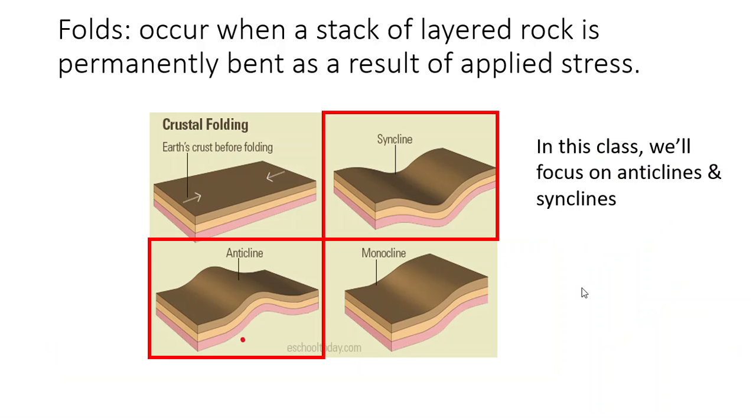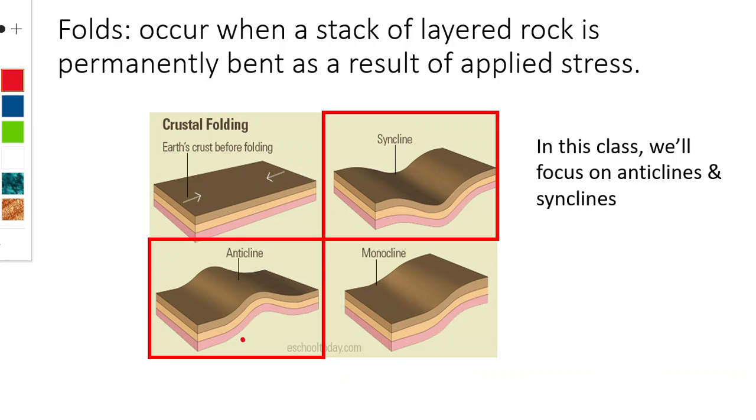So what is a fold? Quite simply, a fold is a ductile bend in layered rock. The layered rock could be sedimentary rock. The layered rock could be foliated metamorphic rock. The layered rock could even be successively stacked lava flows.